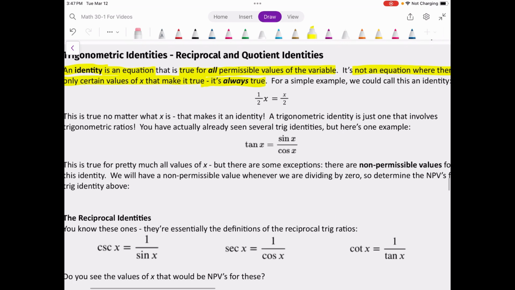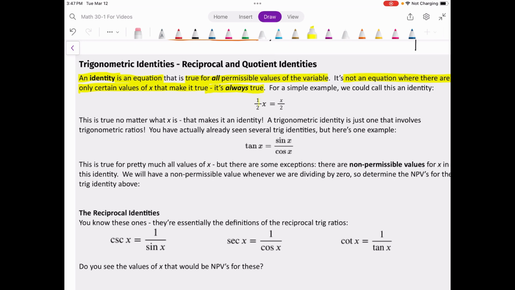So just for a simple example, we could call this an identity. 1/2 of x is equal to x divided by 2, right? That's true no matter what x is. Multiply something by 1/2, that's the same as dividing it by 2, right? If x is 4, 5, 6, negative a billion, no matter what number you dream up to put in here, it's always true. That's an identity, right?